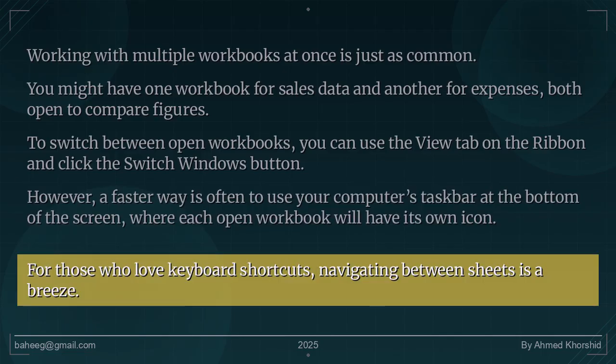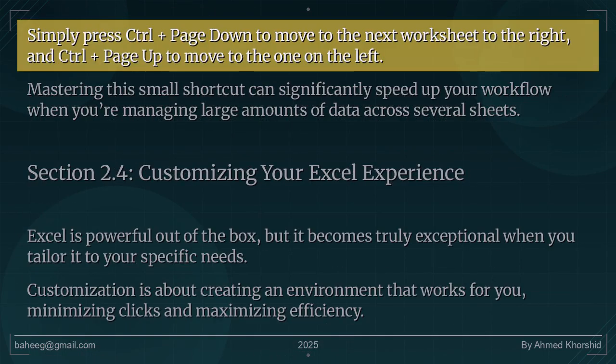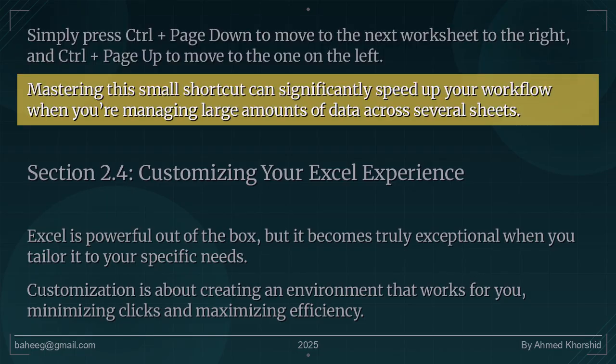For those who love keyboard shortcuts, navigating between sheets is a breeze. Simply press Ctrl+Page Down to move to the next worksheet to the right, and Ctrl+Page Up to move to the one on the left. Mastering this small shortcut can significantly speed up your workflow when you're managing large amounts of data across several sheets.